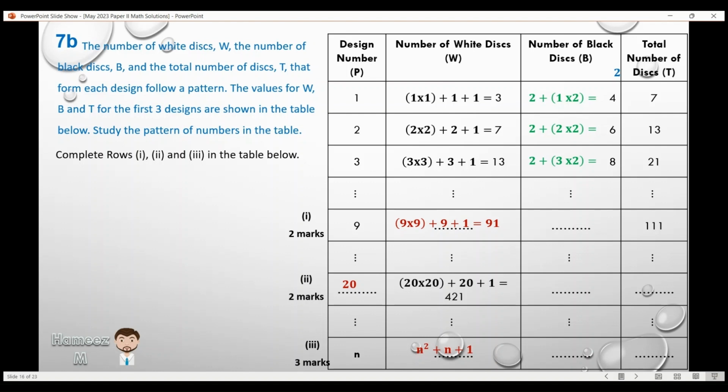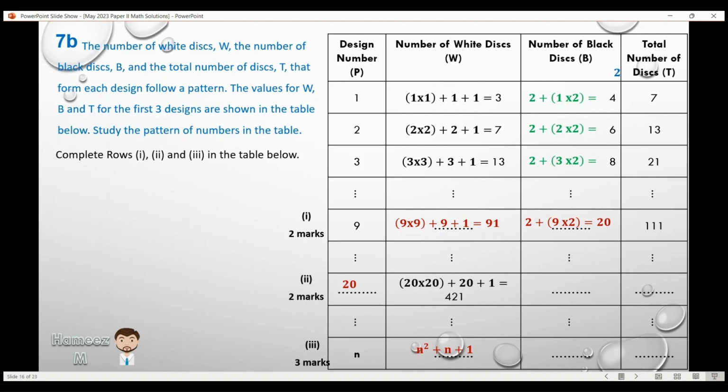So what happens now in part 1 where we go across and we look at the number of black discs? The 2 will remain the same, the plus will remain the same, the brackets and the multiply 2 will remain the same, and the only thing that will change will be the 1, 2, 3. It now becomes 9. So it will be 2 plus 9 2's are 18, and 2 is 20.